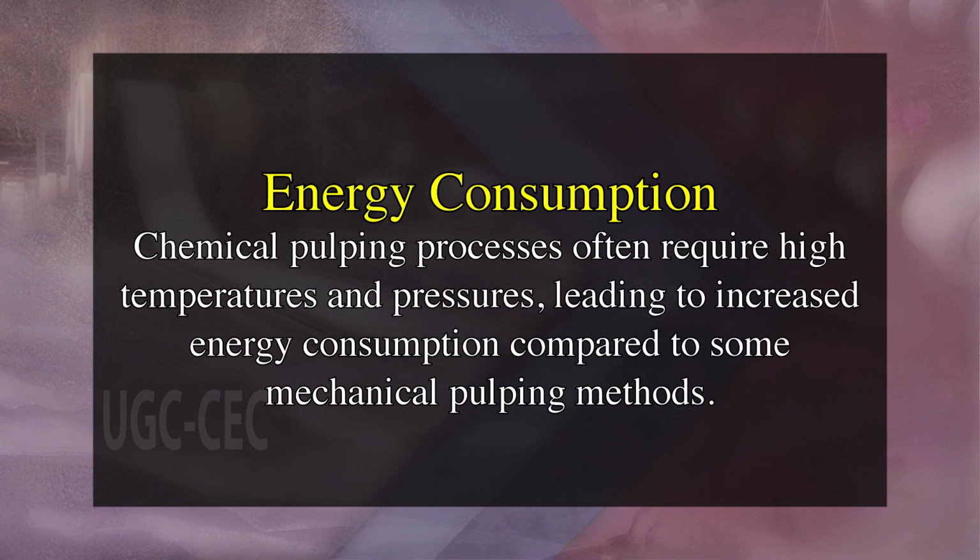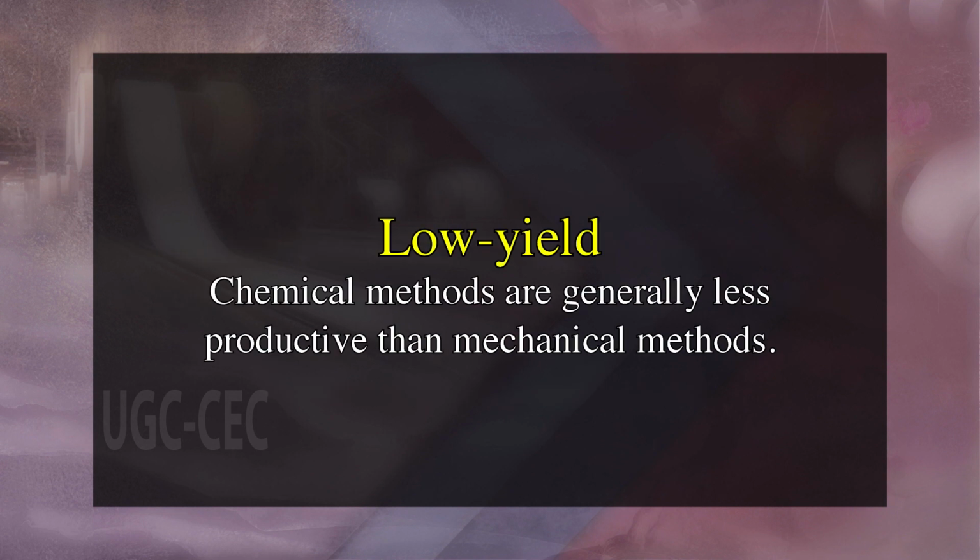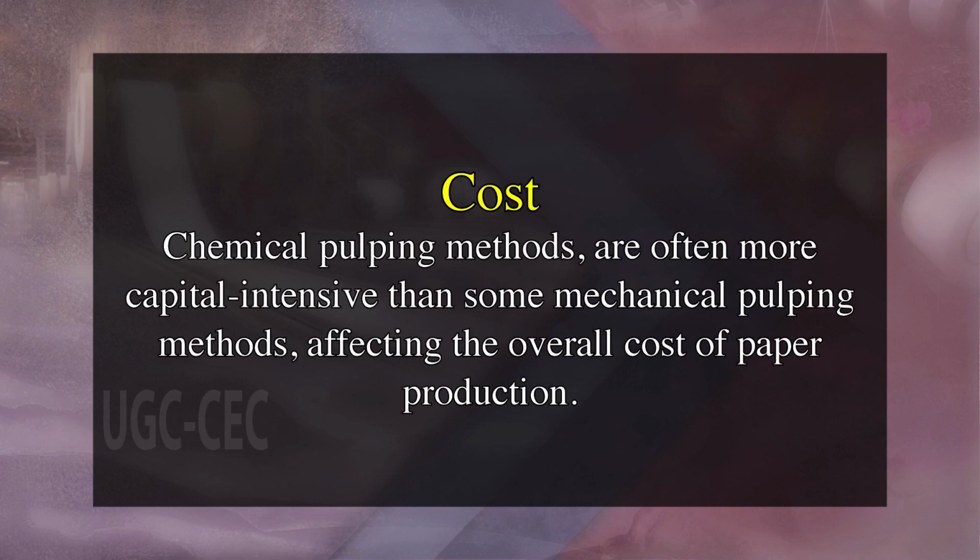Energy consumption. Chemical pulping processes often require high temperatures and pressures, leading to increased energy consumption compared to some of the mechanical pulping methods. Low yield. Chemical methods are generally less productive than mechanical methods. Cost. Chemical pulping methods are often more capital intensive than some mechanical pulping methods, affecting the overall cost of the production.